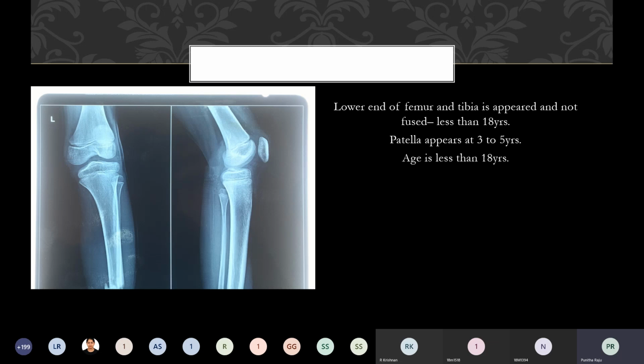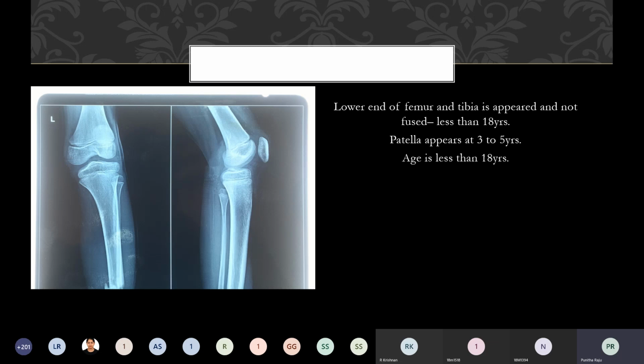So the one problem with the knee joint is you can't get very close to the age estimation. You can only give a wide range, because one appears at the 9th month of intrauterine life, one at birth and one at 4 years. So that is the reason the age is given as less than 18 years: the lower end of femur and upper end of tibia are not fused, so it is less than 18 years.